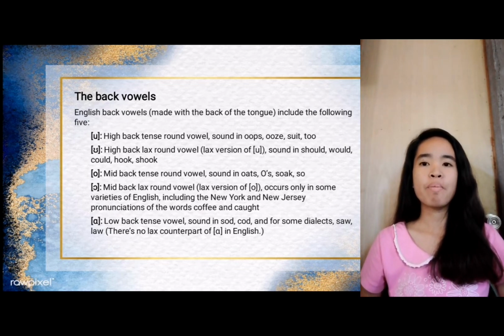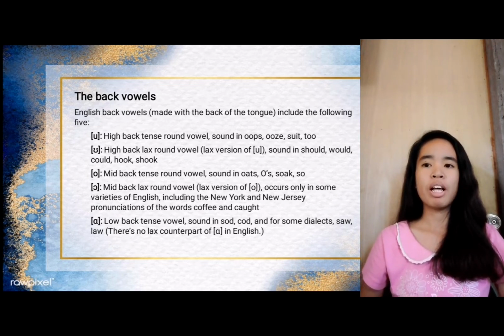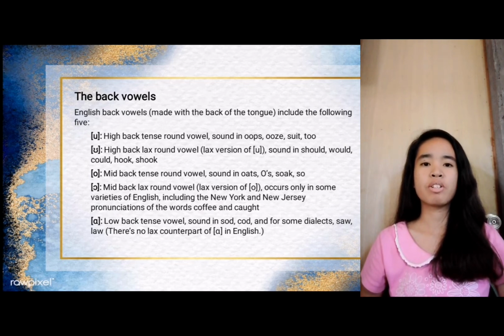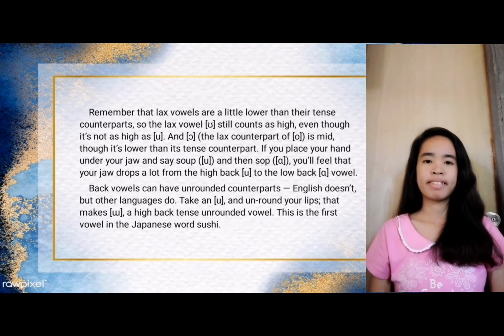Fourth, the mid back lax round vowel, the lax version of O, occurs only in some varieties of English, including the New York and New Jersey pronunciations of the word coffee and coat. And lastly, the low back tense vowel in sad, cad, and for some dialects, so, low. There's no lax counterpart of A in English.